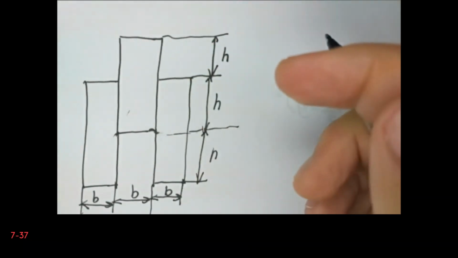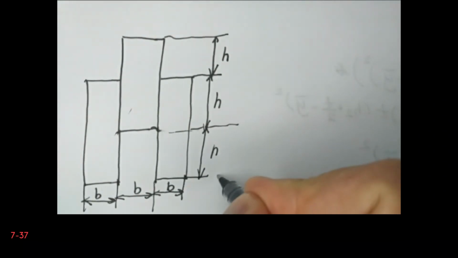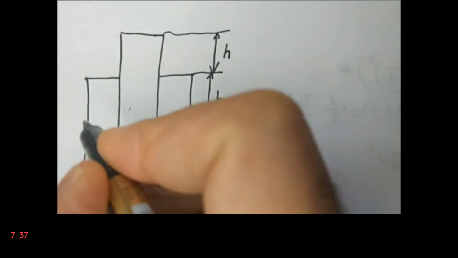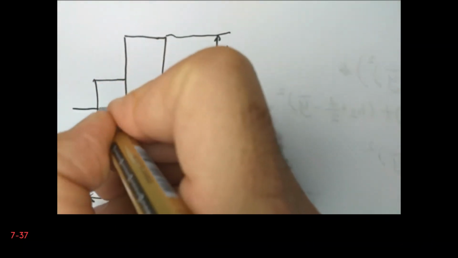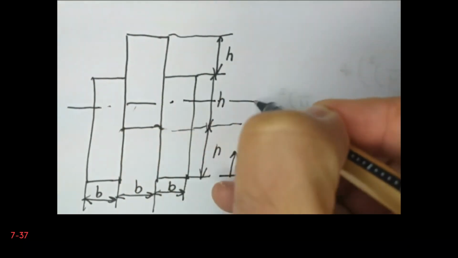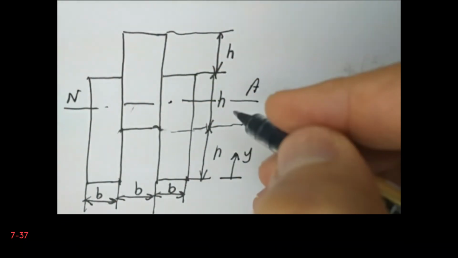Now we need to define a reference point, so I put my reference point to the bottom of the cross section. So here we need to find the location of the neutral axis. Let's say that it is located at y bar.